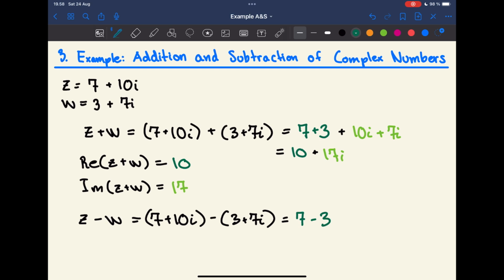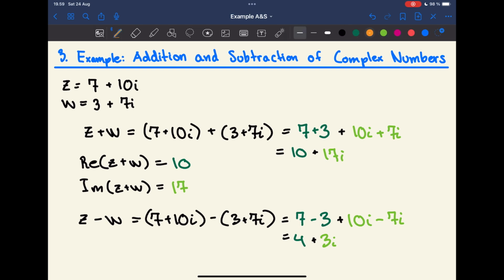So 7 minus 3. And then for the imaginary part, we have 10i from c, and then we have to take the imaginary part of w, but there comes a minus here. And again, we're just using the normal rules for how we multiply into parentheses. So we subtract 7i. And if we just do these basic calculations, then we get 4 plus 3i. There we go. So that's our new complex number, and these are our results.